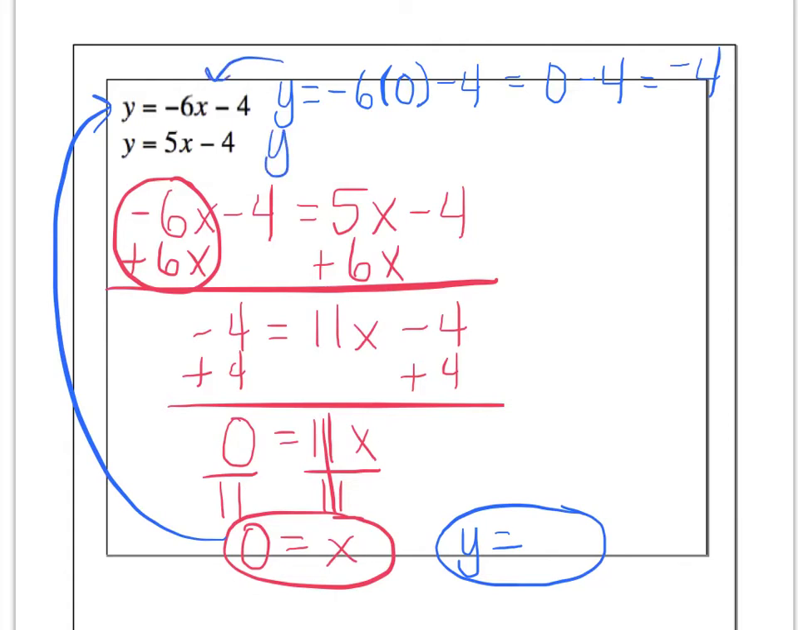The second one, we'll plug it in. 5 times 0 minus 4, which is 0 minus 4 again, which is negative 4. So we can fill it in down here, and we are done.